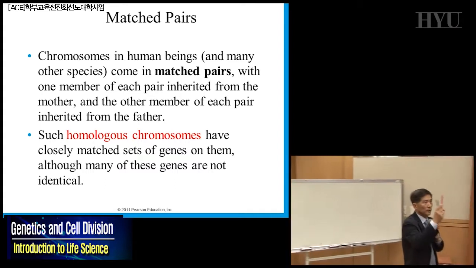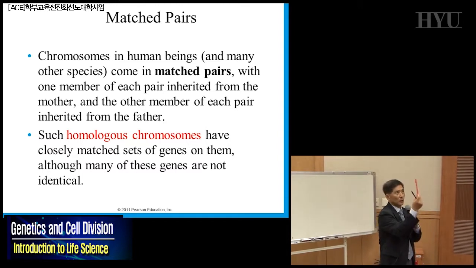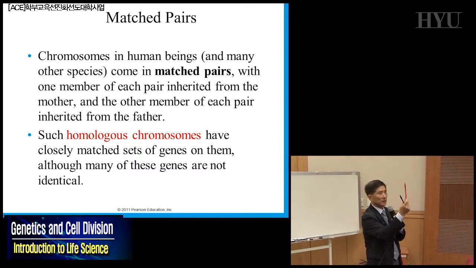So this is chromosome number 1. One copy from your mother. This is also called human chromosome number 1. One copy from your father. So what do you have? You have 2 number 1 chromosomes in your cell.